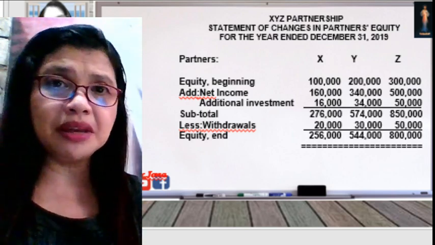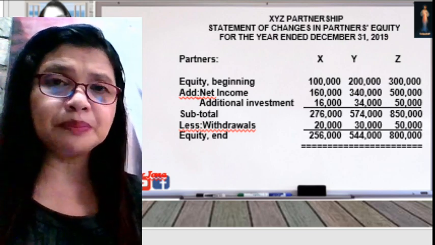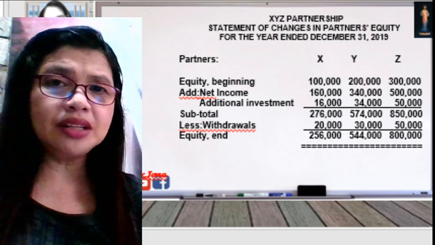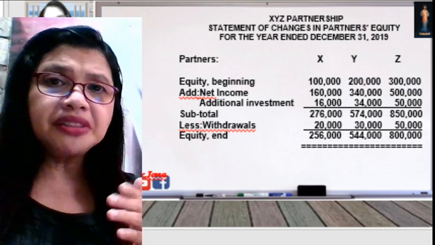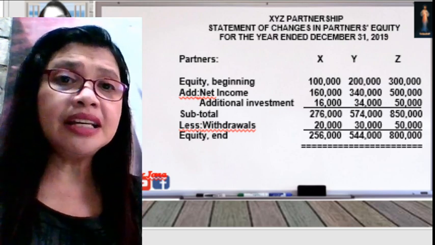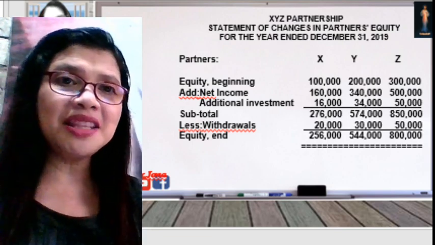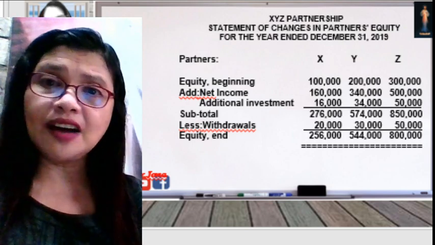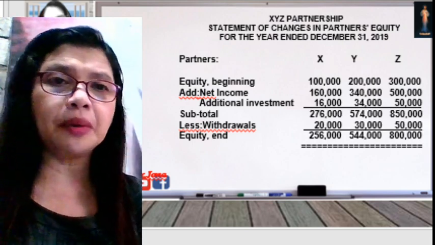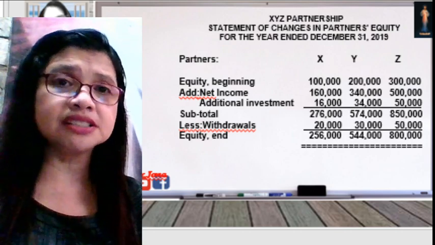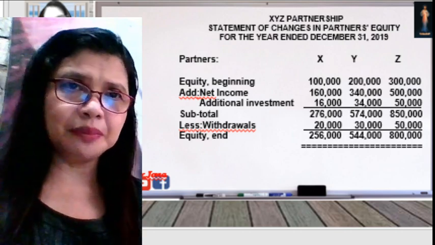We have the equity beginning, their different shares. Partner X shared 100,000, partner Y 200,000, and partner Z 300,000. Then there is a net income of 1 million. So how will you divide, as the accountant of this partnership, the income among the partners? Well, you go back to the partnership agreement.